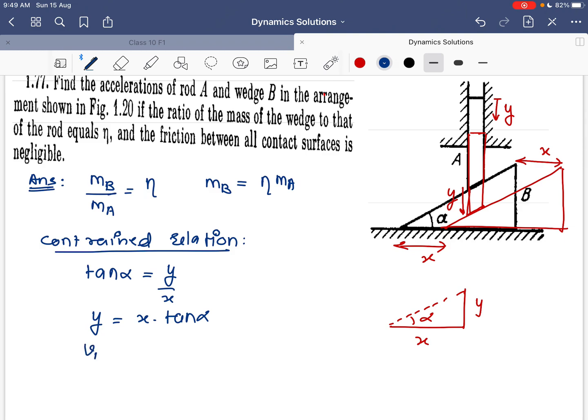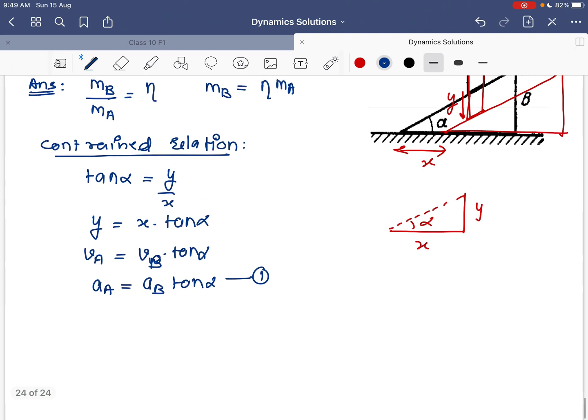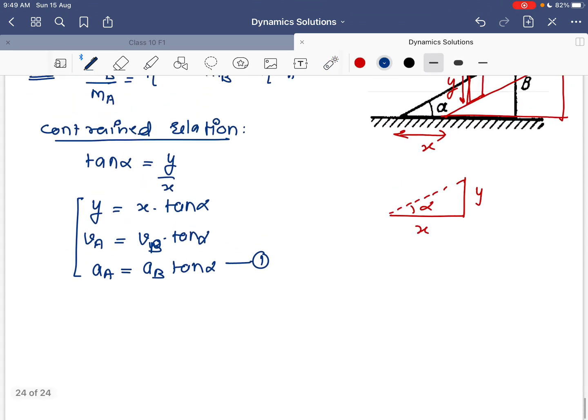It means if we differentiate this, the velocity of the rod is equal to the velocity of wedge times tan alpha, or I can say the acceleration of rod is equal to acceleration of wedge times tan alpha, and hence we have derived the constraint relationship between the motion of this rod and the wedge. The relation between their kinematical parameters is this. According to this question, we need to find acceleration. That's why I have derived till acceleration.